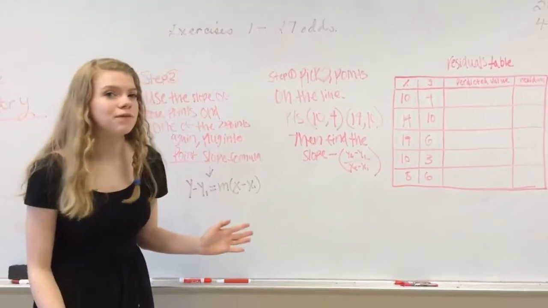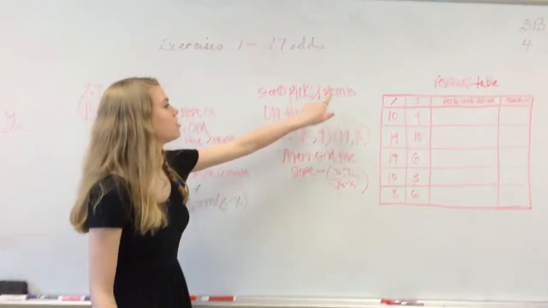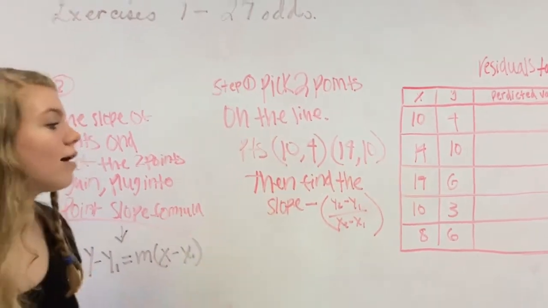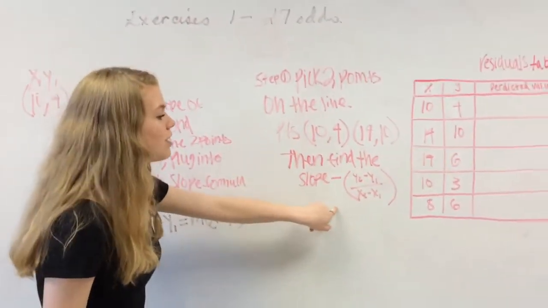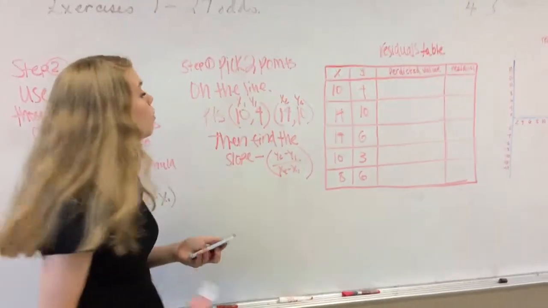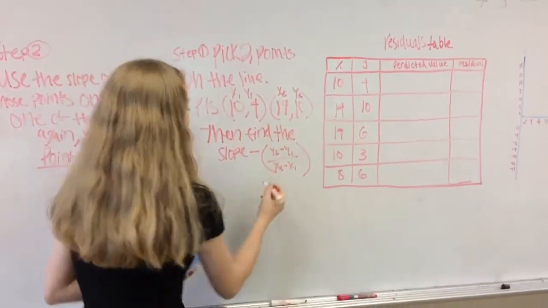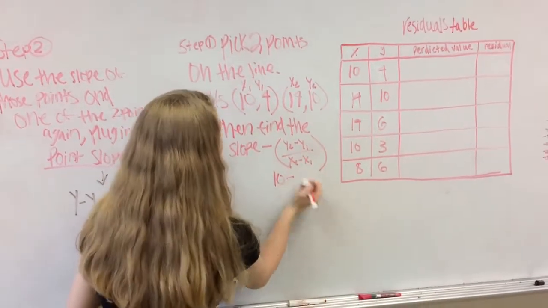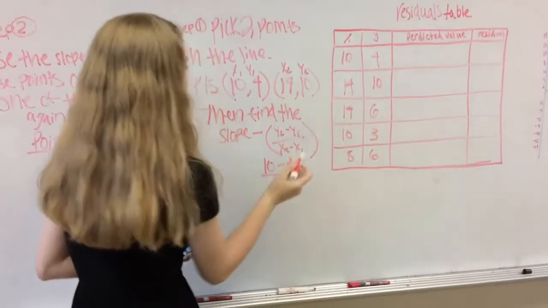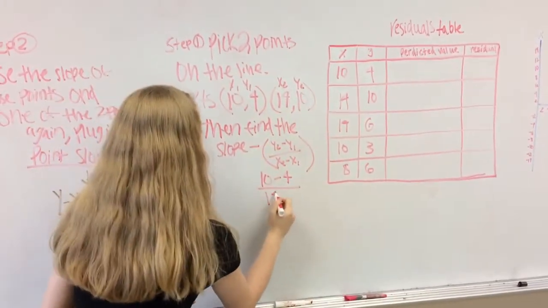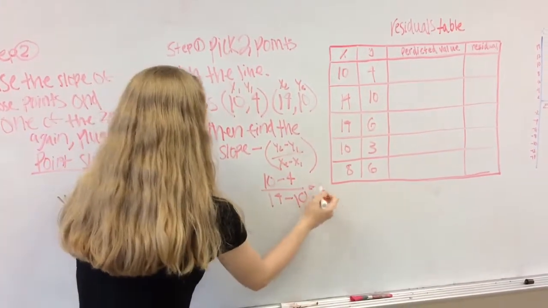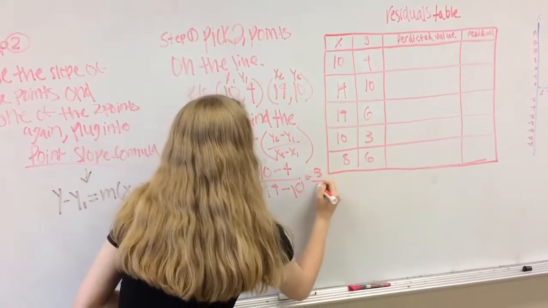And all we have to do for that is, step one is to pick 2 points on the line, and our points are (10, 4) and (14, 10). Then all you have to do is find the slope, which is y2 minus y1 over x2 minus x1. We're going to take y2, which is 10, put that right there, subtract it by y1, which is 4. We're going to put that over x2, which is 14, minus x1, which is 10, which equals 3/2.